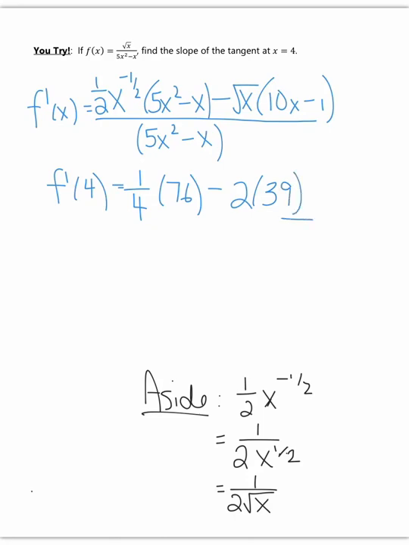Okay, and don't forget about the bottom. We already have that value right there. It's 76, but it's going to be 76 squared. Okay, and when I simplify that completely, I get negative 59 over 5,776. And no need to do anything else with that. That's the slope of the tangent line at x equals 4.